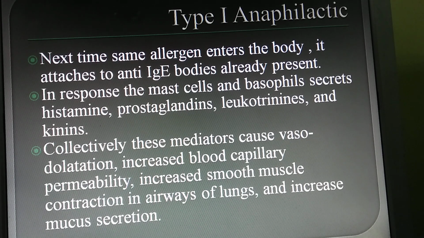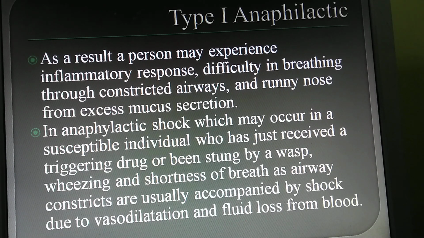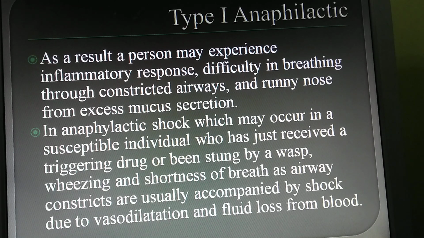Collectively, these mediators cause vasodilatation, increase blood capillary permeability, increase smooth muscle contraction in the airway of the lung, and increase mucus secretion. These four serious things occur. As a result, a person may experience inflammatory response, difficulty in breathing through constricted airway, and runny nose from the excess mucus secretion. In anaphylactic shock, which may occur in a susceptible individual who has just received a triggering drug or been stung by a wasp, wheezing and shortness of breath from airway constriction are usually accompanied by shock due to vasodilatation and fluid loss from the blood.